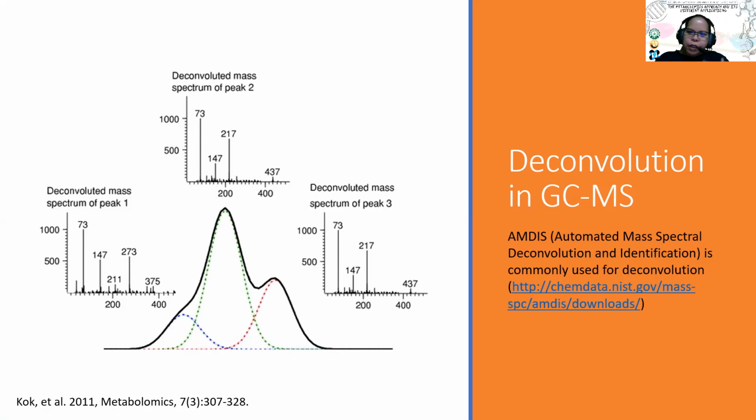And so there are several softwares, but one of the more popular algorithms for this will be the AMDIS, which is your automated mass spectral deconvolution and identification. So this can be downloaded from the NIST website. Again, this is usually incorporated in the softwares also already, especially for the vendor specific software. So incorporate na rin nila to for GCMS.